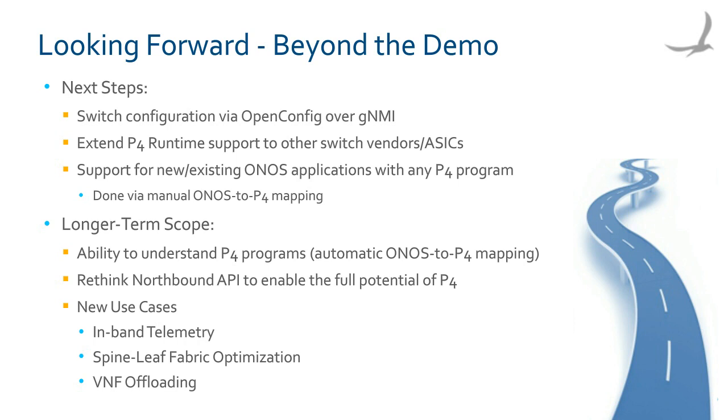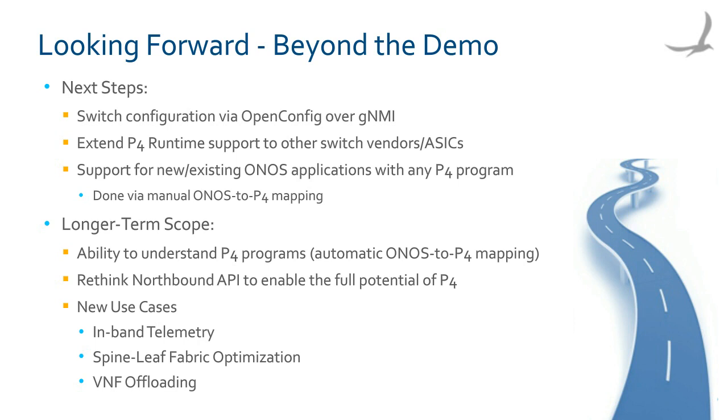We're rethinking the northbound API out of ONOS to enable the full potential of P4. And then thirdly, there are a number of really interesting use cases we think this all enables. And we're pushing the needle forward in a bunch of ways here as well. The first is in-band telemetry. P4 has been recognized as a great tool to be able to get much better visibility into the running characteristics of a network by tagging packets and being able to see the details of every flow in the network.